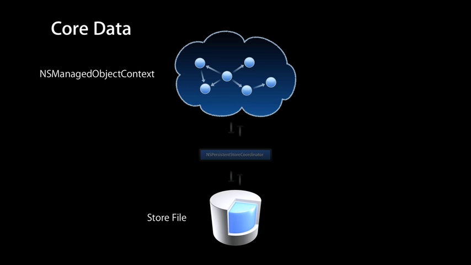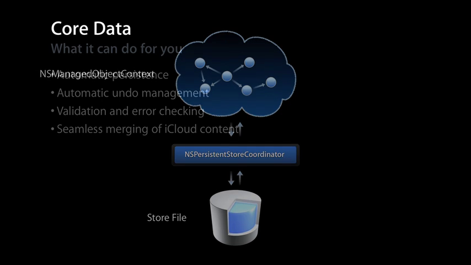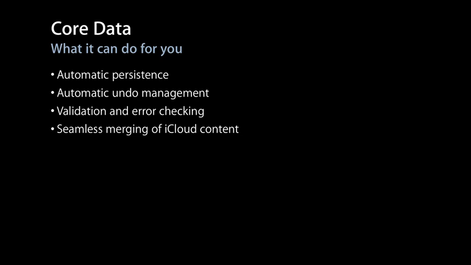Sitting between these 2 layers is the NSPersistentStoreCoordinator. And as the name might suggest, its basic job is to coordinate the interactions between these 2 different layers. So with that review out of the way, let's keep going. So core data, what can it do for you? Well, the answer is quite a lot.